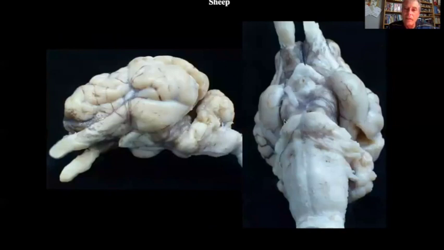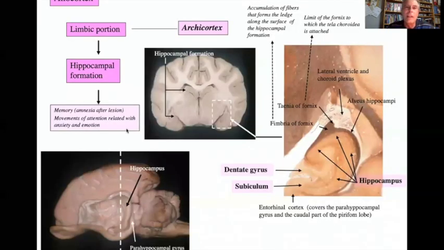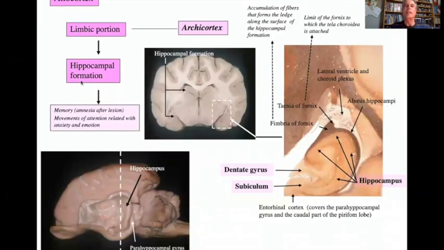Okay? So if you compare that with the encephalon of a sheep, what do you see first? What attracts your attention? The olfactory peduncles and the olfactory bulbs that are quite different from a dog. Okay, you see? Right. So now we move to the archicortex, the limbic portion.